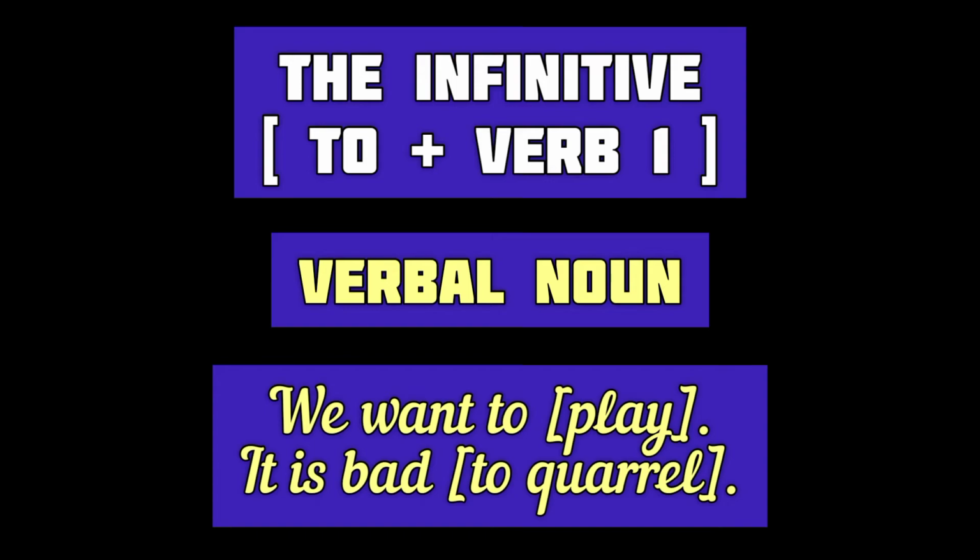For example, we want to play. Here to play is an infinitive. It's a non-finite verb because it will not change with the change in the subject's number and person. In this sentence, as you know, want is a finite verb because it changes according to the subject's number and person. In the next example, it is bad to quarrel. To quarrel is an infinitive which is a non-finite verb because it does not change according to the subject.